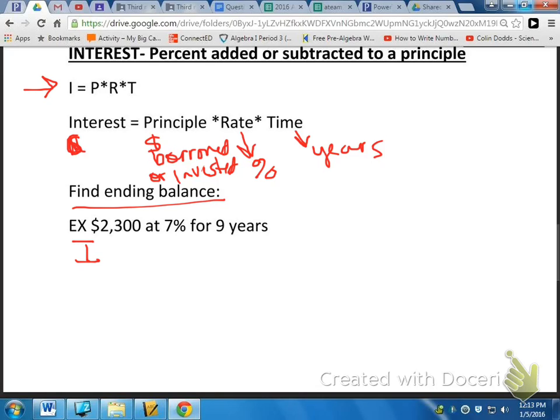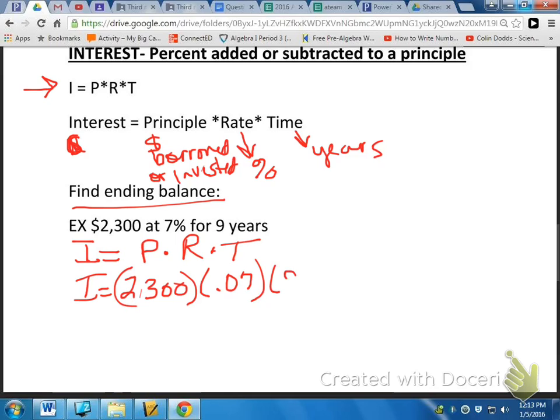Okay, so this is an example where we have $2,300 at 7% interest for 9 years. So I'm going to write my formula down, and that's what I want you to do on your homework. I equals P times R times T. The principal is the dollar amount borrowed or invested. So from this example, the principal is $2,300. The rate is 7%, but you don't ever really write the 7% in there. You write it as a decimal, 0.07, and the time is 9 years.